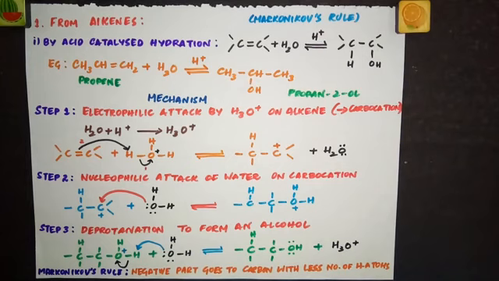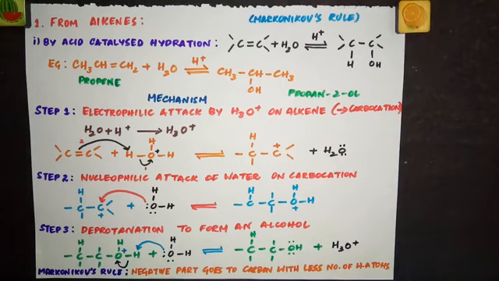In exams, they'll give you the starting material and these reagents and ask you to predict the products. So when you use H2O and H+ as the reagents, you'll get propan-2-ol following Markovnikov's rule. Now let's see the mechanism followed by this reaction: how we get propan-2-ol from propene, or how you get alcohol from alkene.